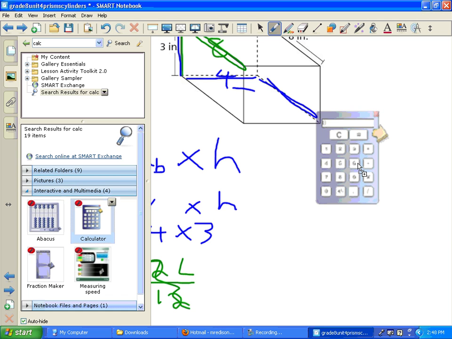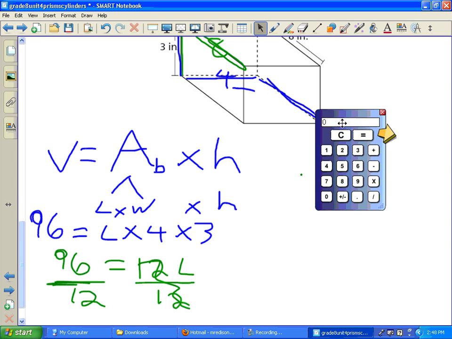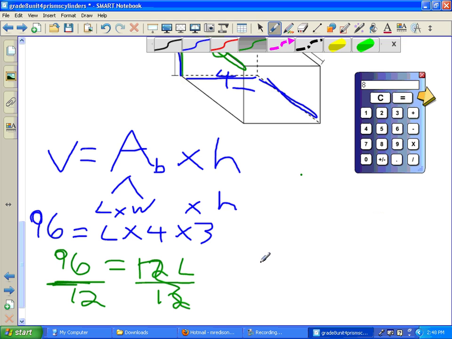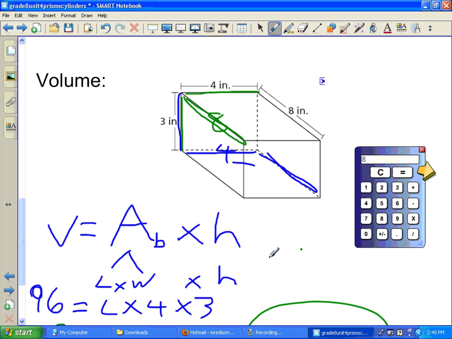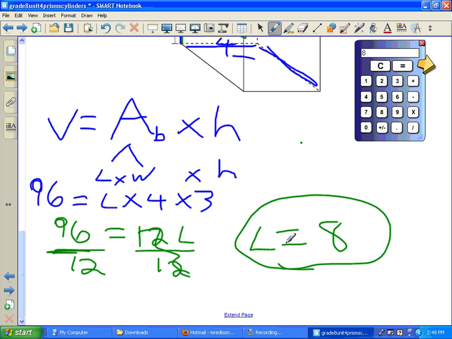And I could certainly use the calculator on this one. So 96 divided by 12, and the answer is 8. So L equals 8. The length of the side equals 8. We already knew that anyway, but we just proved it by calculating it. So if you're given the volume, just put in your volume, and then whatever you're not given, leave it as the letter and solve for that letter.